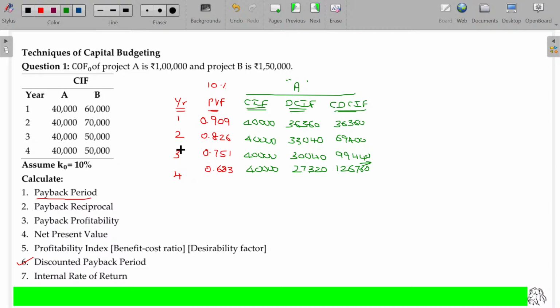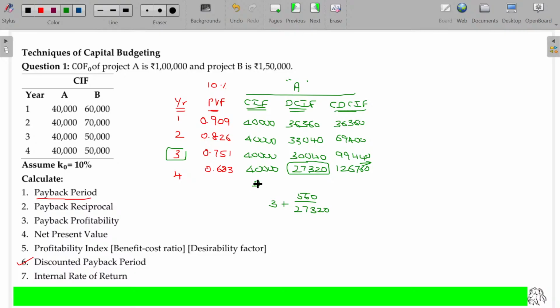So by the end of third year, I get so much money. So 3 plus there is a shortage. How much shortage money is there? 560. And how much do I earn in the next year? 27,320.